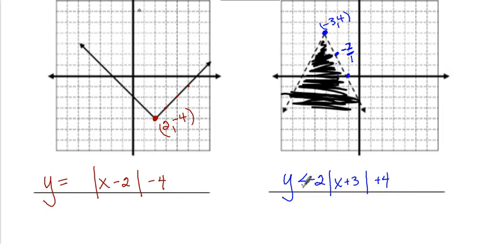y is less than, but not equal to, negative 2 times the absolute value of x plus 3, and then a plus 4 on the outside. All right? Go ahead and try your independent practice.